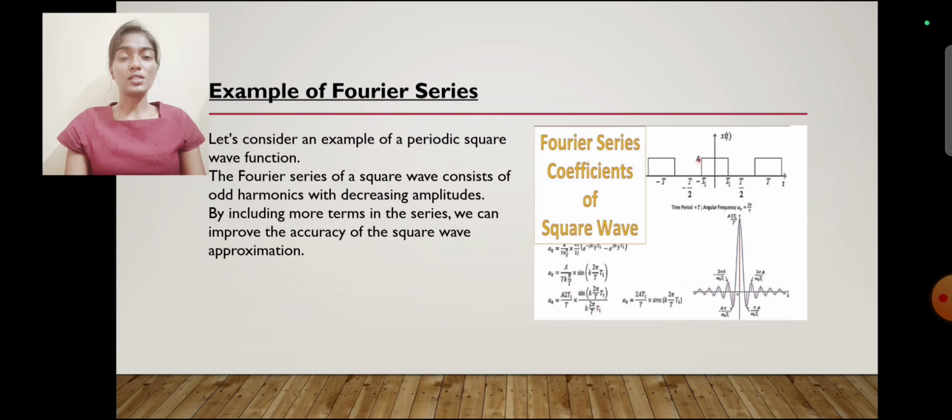Example of a Fourier series. Let us consider an example of a periodic square wave function. The Fourier series of the square wave consists of odd harmonics with decreasing amplitudes. By including more terms in the series, we can improve the accuracy of the square wave approximation.